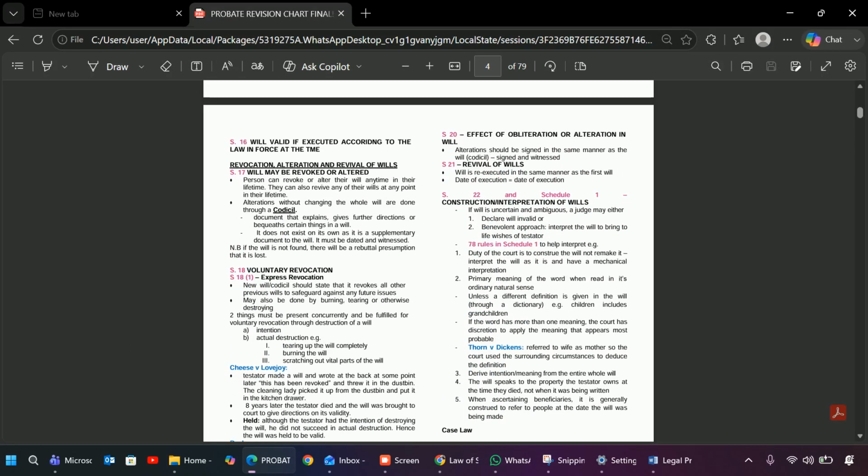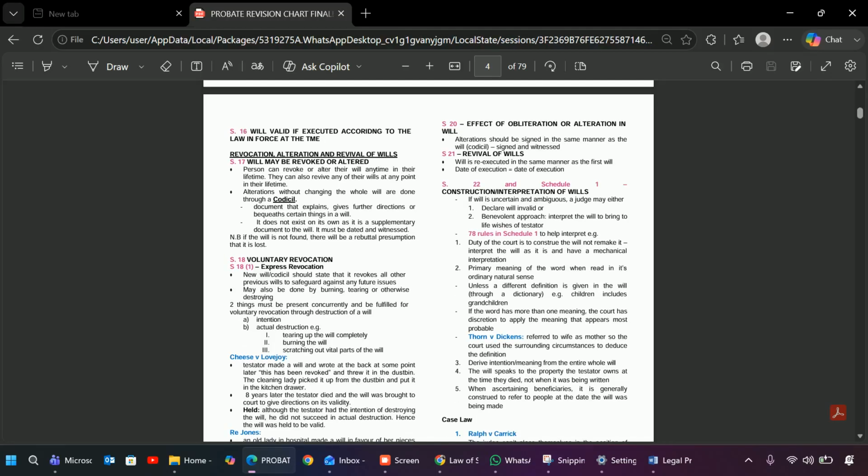Section 20. Effect of obliteration or alteration in a will. Alterations should be signed in the same manner as the will. This is why it is signed and witnessed.